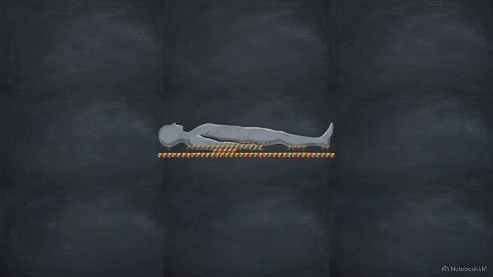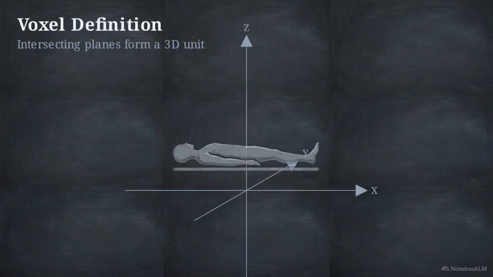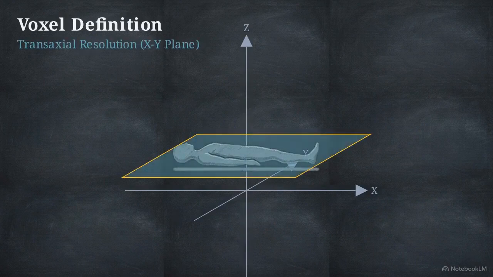Every CT scan is constructed from millions of tiny, three-dimensional building blocks called voxels. The physical dimensions of this single unit determine the absolute limit of what you can see. A voxel is defined by two intersecting planes. First, the transaxial resolution in the XY plane, the cross-section of the patient.